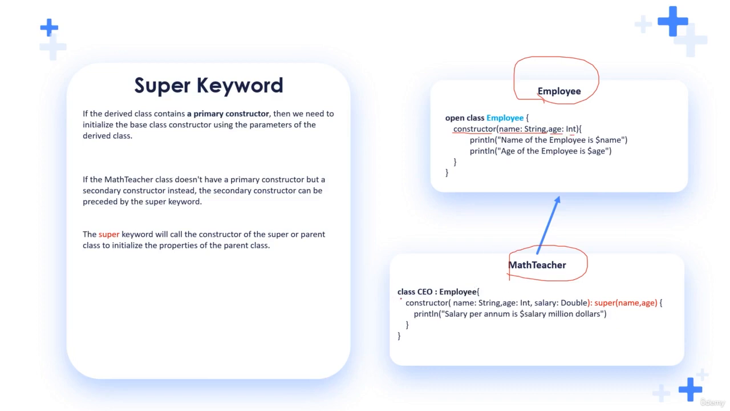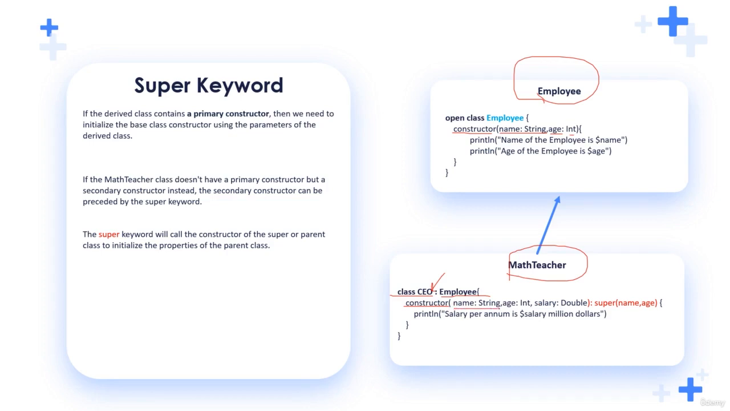In the subclass, this is a derived class, it inherits from employee. We don't have a primary constructor. We have a secondary constructor. For the math teacher, if it doesn't have a primary constructor but a secondary constructor instead, the secondary constructor can be preceded by the super keyword.